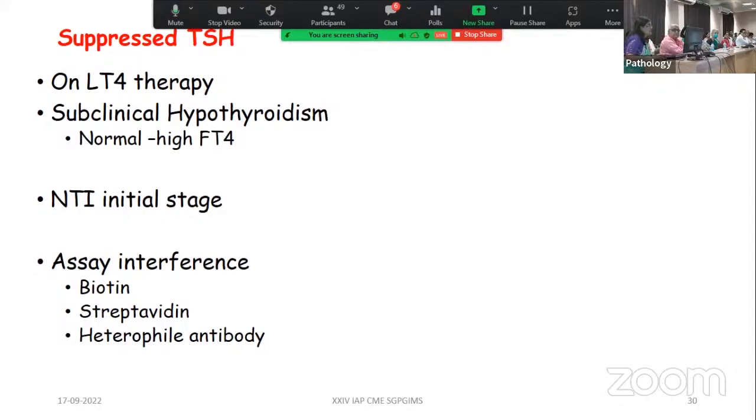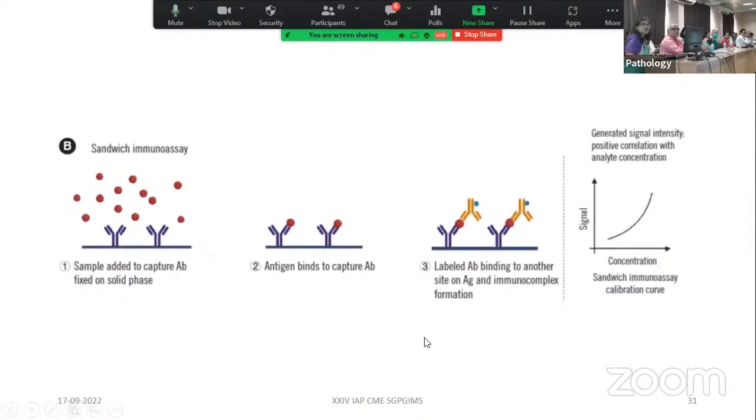So how do these assay interferences occur? This is a sandwich immunoassay for TSH, where you have a capture antibody. This is the antigen, the TSH, which binds to the capture antibody. Then you add the label antibody, which binds to this complex at another site than the capture antibody. And then you have a reaction, whether electrofluorescence, chemiluminescence, or ELISA, that is read. So the concentration of TSH is directly proportional to the reaction which is produced.